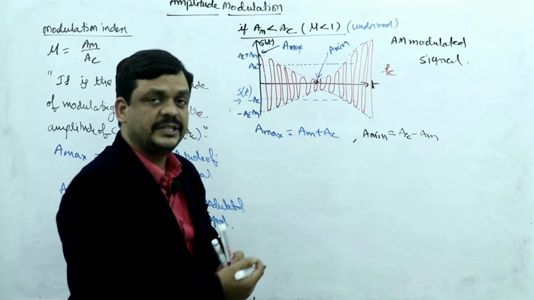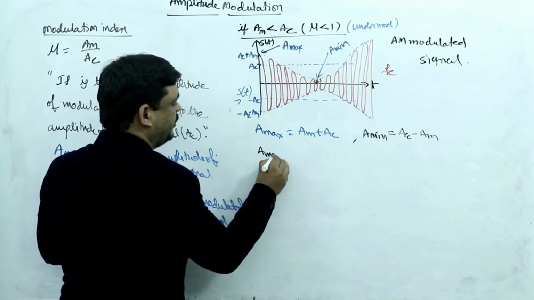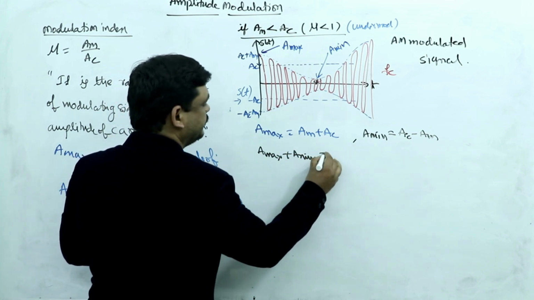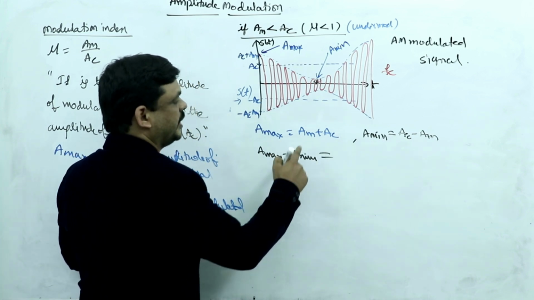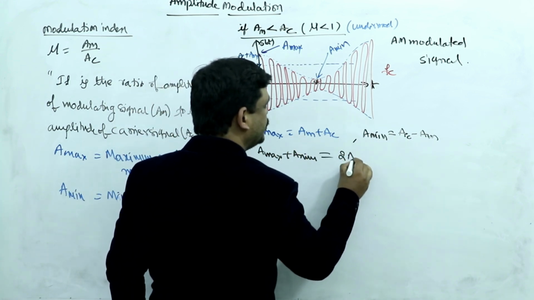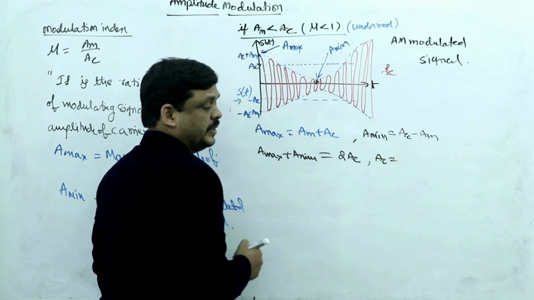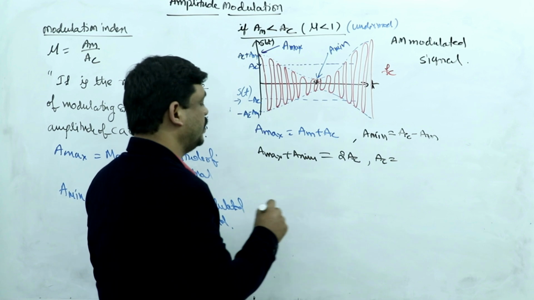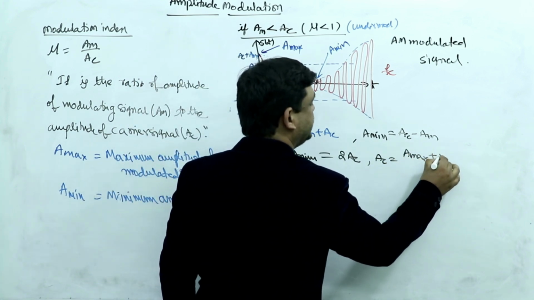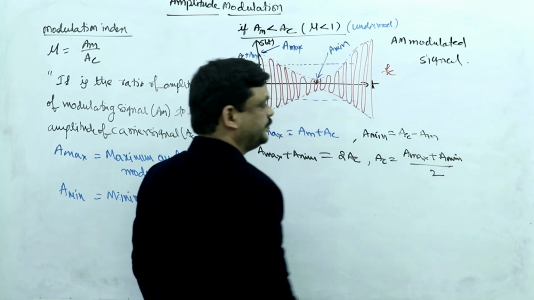Then I want to add these two. If you perform the addition, A max plus A minimum becomes AM plus AC and AC minus AM, which gives 2AC. Finally AC, the amplitude of the carrier signal, is equal to A max plus A minimum by 2.